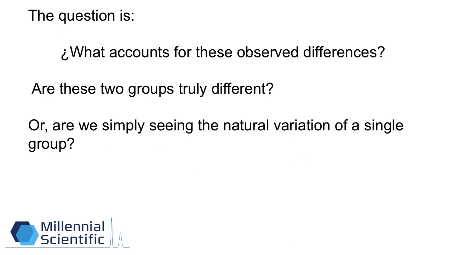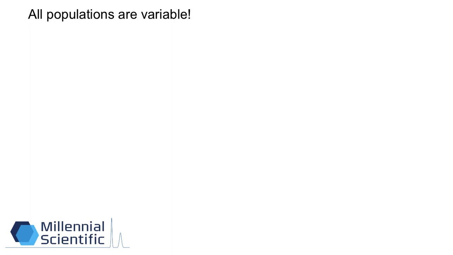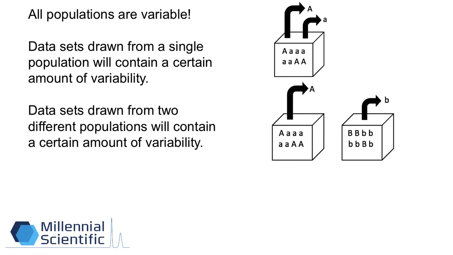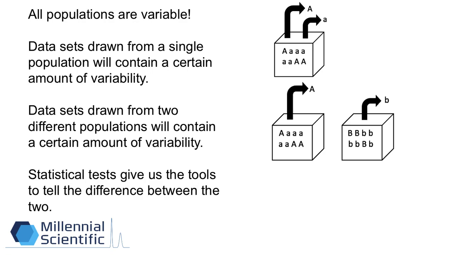What accounts for these observed differences? Are these two groups truly different? Or are we simply seeing the natural variation of a single group? All populations are variable. Data sets drawn from a single population will contain a certain amount of variability. Data sets drawn from two different populations will contain a certain amount of variability. Statistical tests give us the tools to tell the difference between the two.